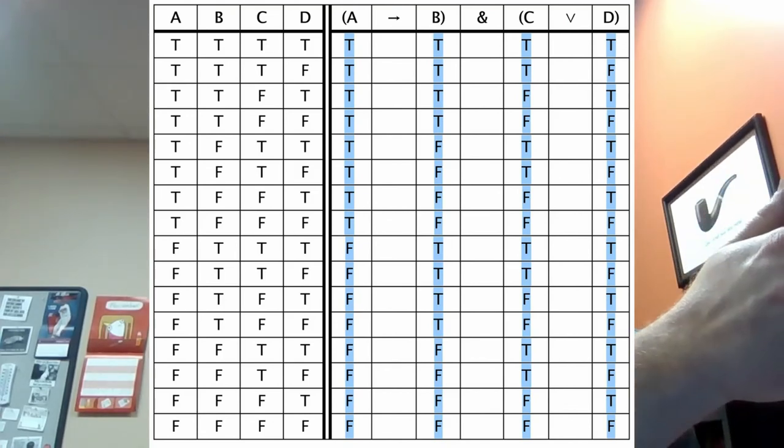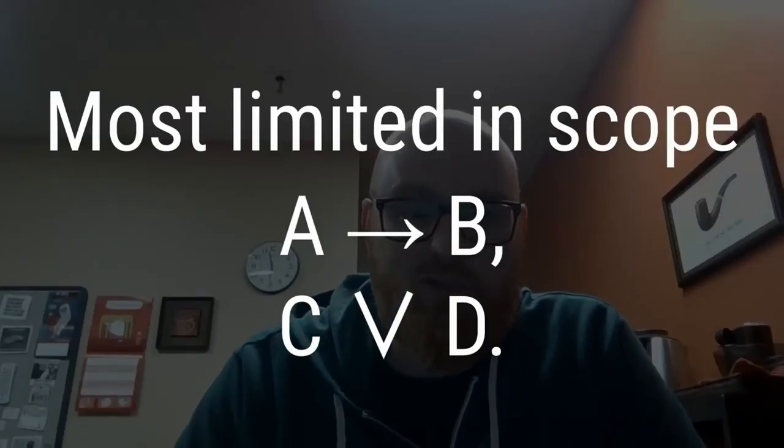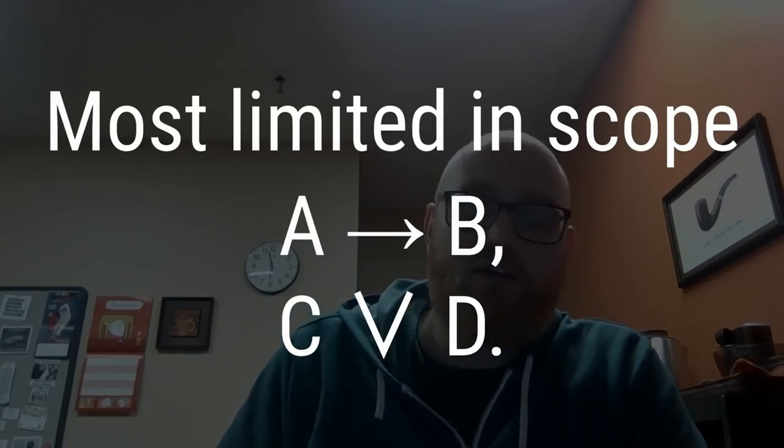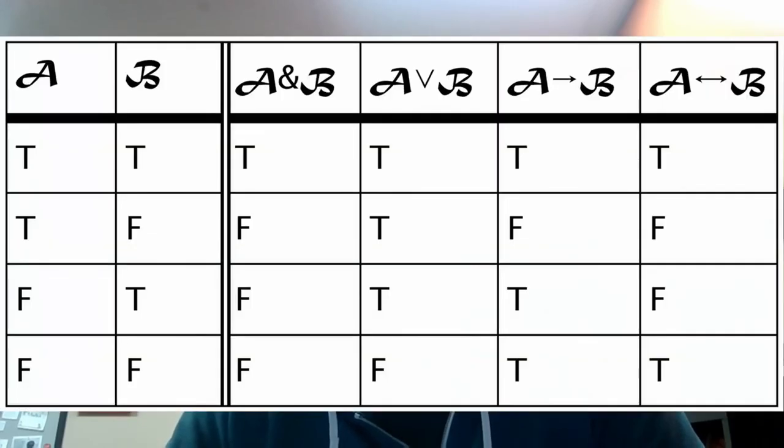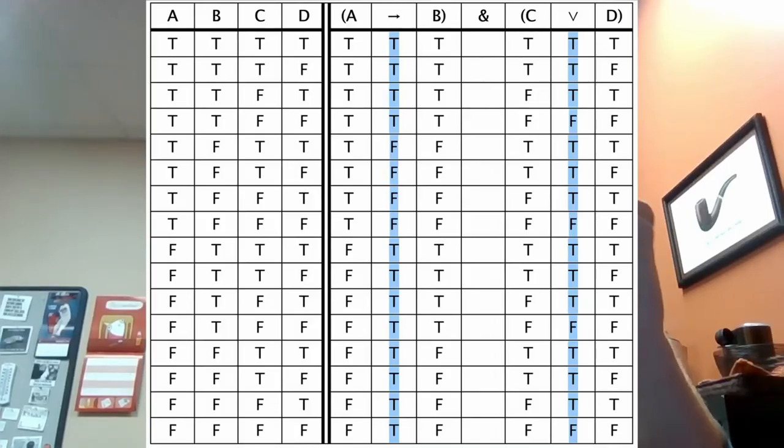Now that we have that done, we can start looking at the connectors with the most limited scope. That will be the conditional if A then B, and then the disjunction C or D. Now we can take our characteristic truth table and look up how conditionals are set and how disjunctions are set. So now we can update our table like so. Here in the blue, we have that filled in based upon our characteristic truth table.